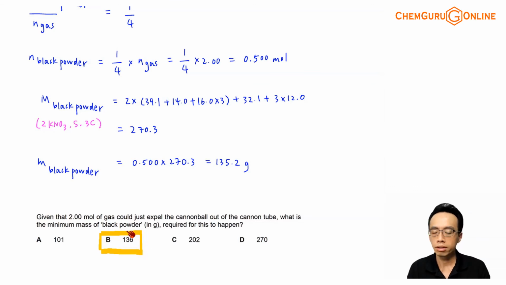Alright, so that was the discussion involving this question, calculating the mass of black powder required for me to expel out a cannonball.